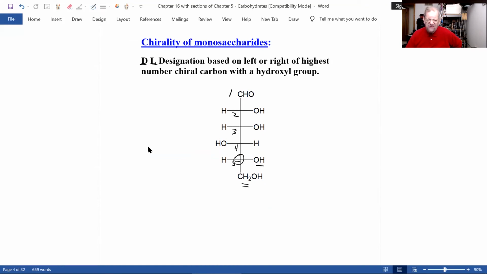If the hydroxyl group of the Fischer projection is on the right, it's called D for dextrose. I believe that's Latin for right. And if the hydroxyl group is on the left, it would be called L, levose, if I'm pronouncing it correctly, don't bet on it. And then I believe that is Latin for left.